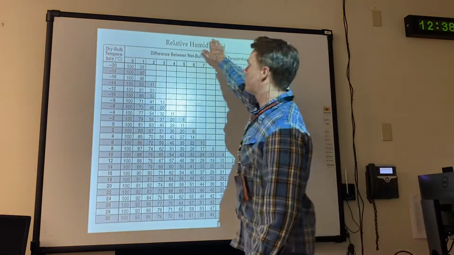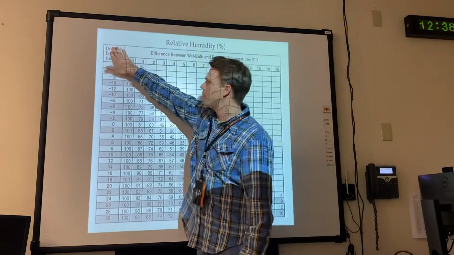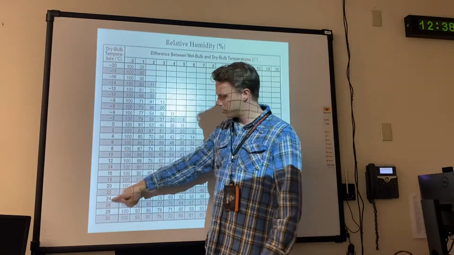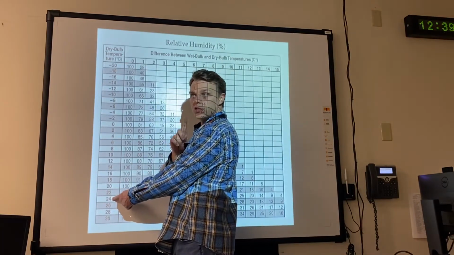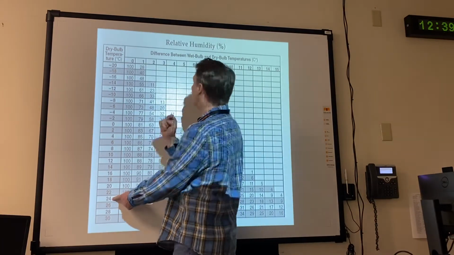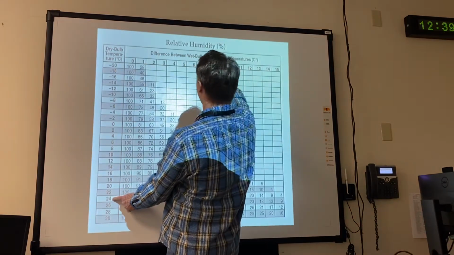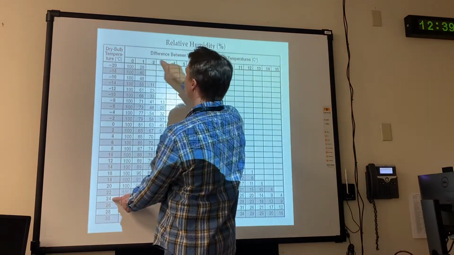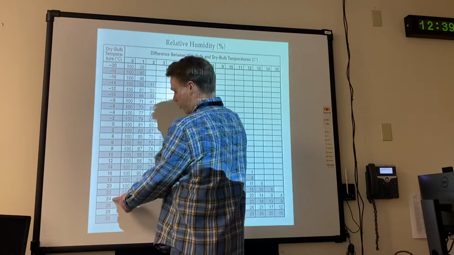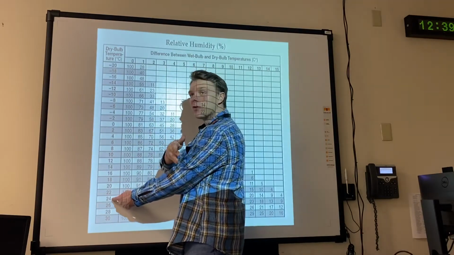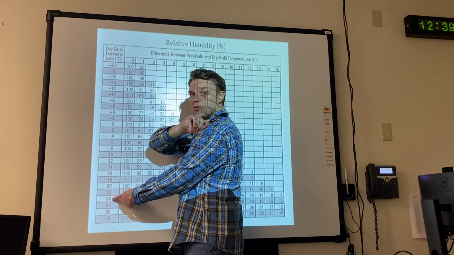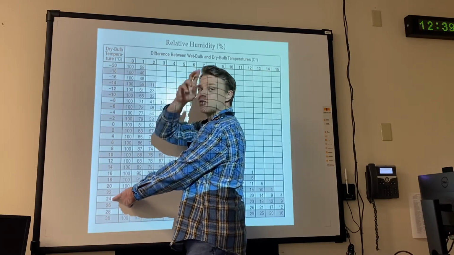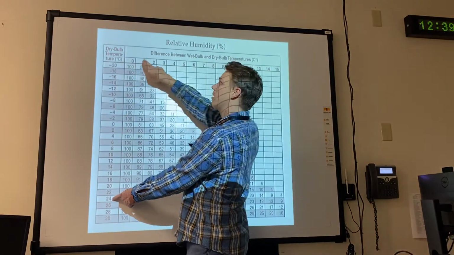This is my humidity chart. So the dry bulb, we said, is 24 degrees Celsius. So there's 24 degrees Celsius. And the wet bulb is 20 degrees Celsius. So what is the difference between the wet bulb and the dry bulb? Remember, difference is subtraction. So if the dry bulb is 24, the wet bulb is 20, what's the difference between those two numbers? 24 minus 20 is a difference of 4.